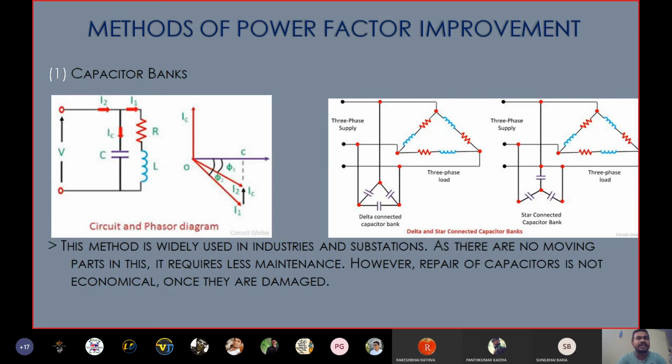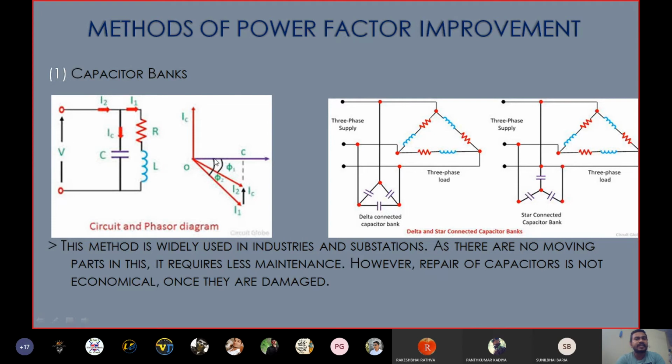This is the single line diagram. Here is the load, an RL type load, and a capacitor is connected across this load. First we assume that the capacitor is not connected across this load. At that time, the current taken by the load is the I1 current.